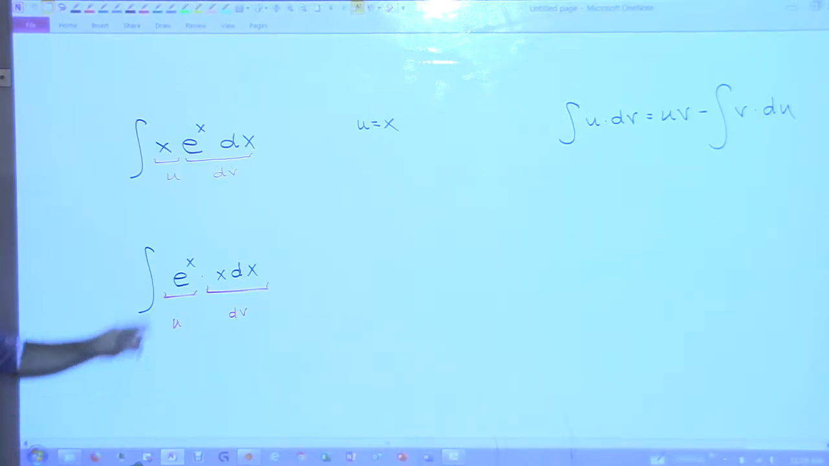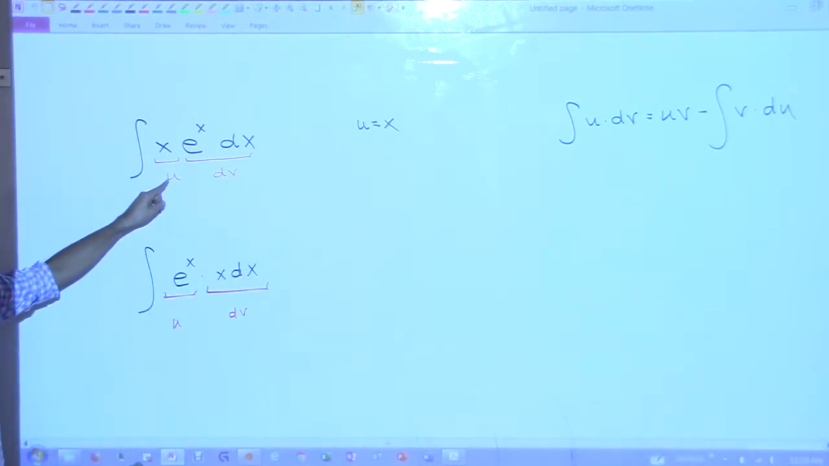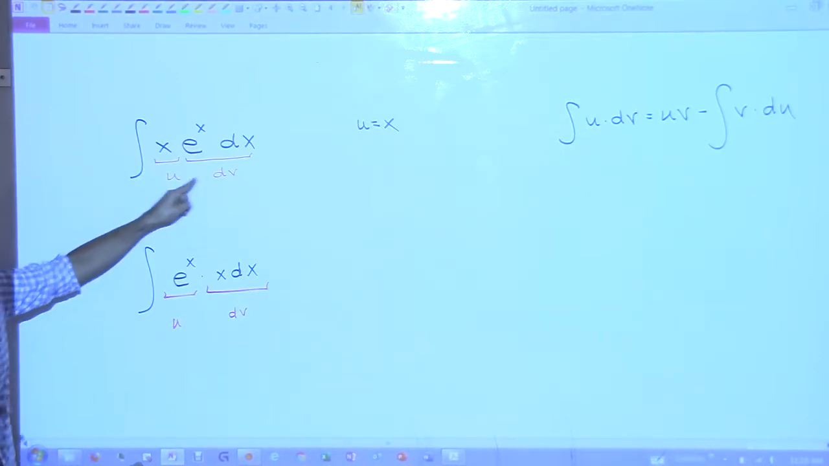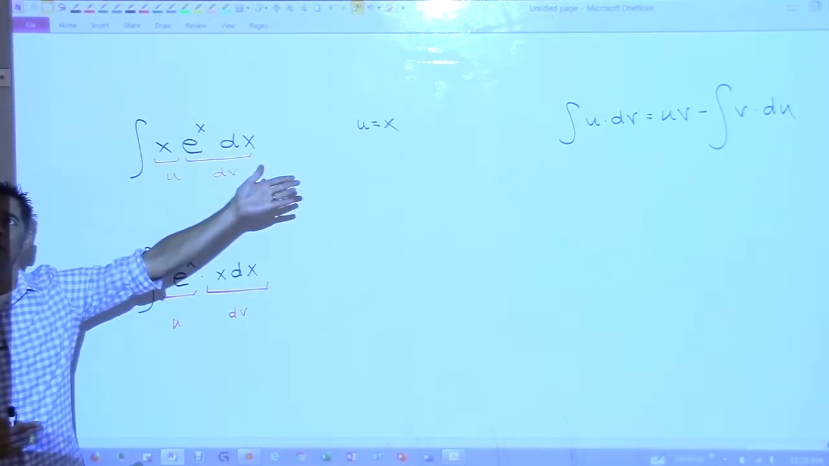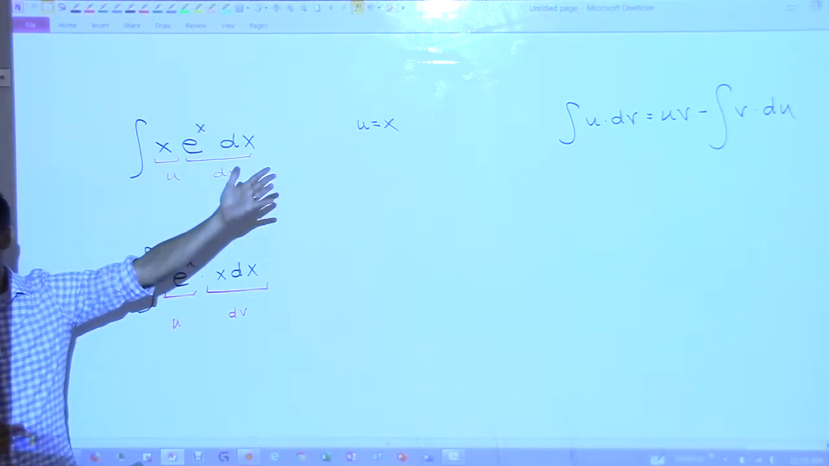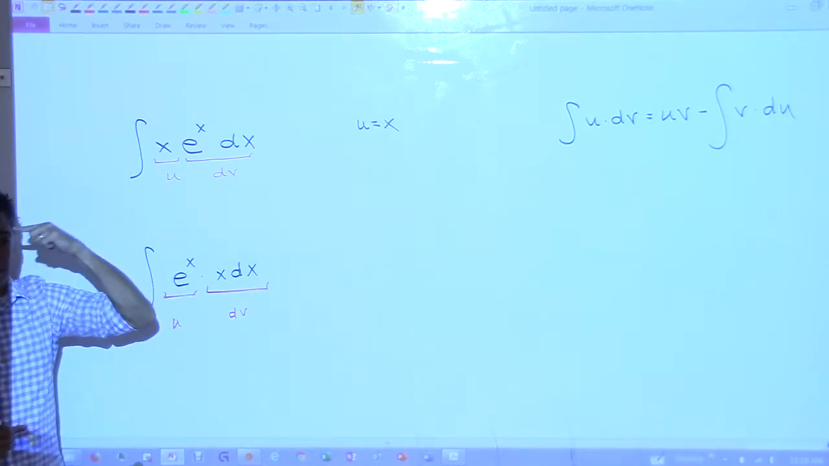So let's think about it. What would du look like in the new integral? What's the derivative of x? Ooh, that's nice, isn't it? That's real nice. And then what's the antiderivative of this one? e to the x. So what's my new integral going to be? Just e to the x. And can you handle that? Absolutely. Does that make sense? I'm trying. You need to see it.